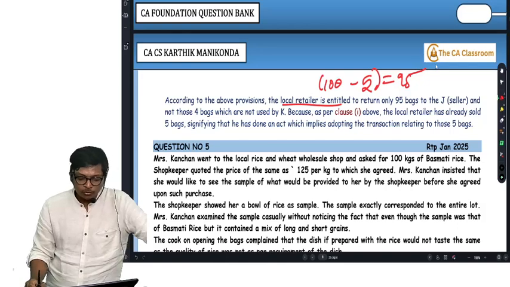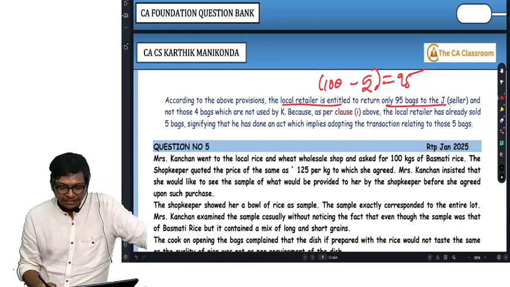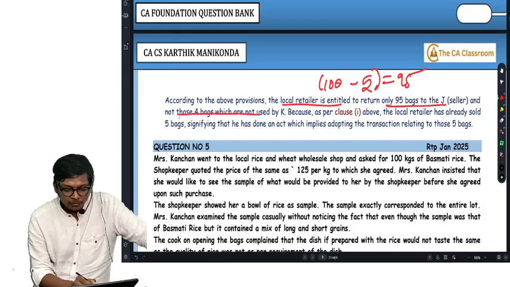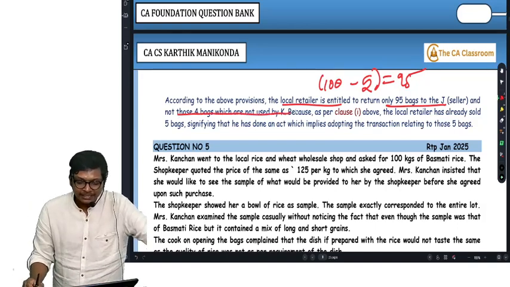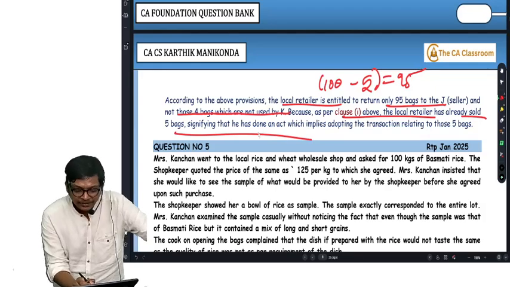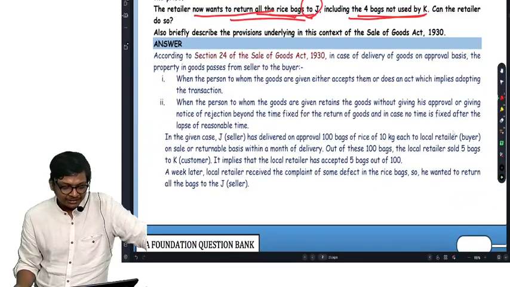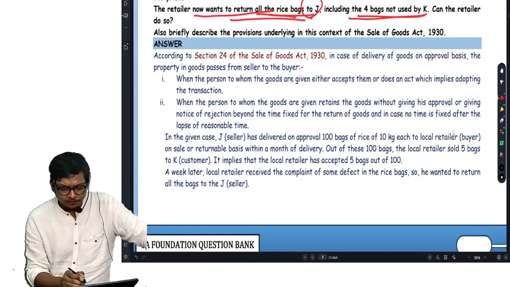So according to provisions, the local retailer is entitled to return only 95 bags to J the seller, and not those 5 bags which are used by K. Because as per the above provisions, he has already sold 5, signifying he has done an act which is equivalent to acceptance. Here I will write all the provisions.